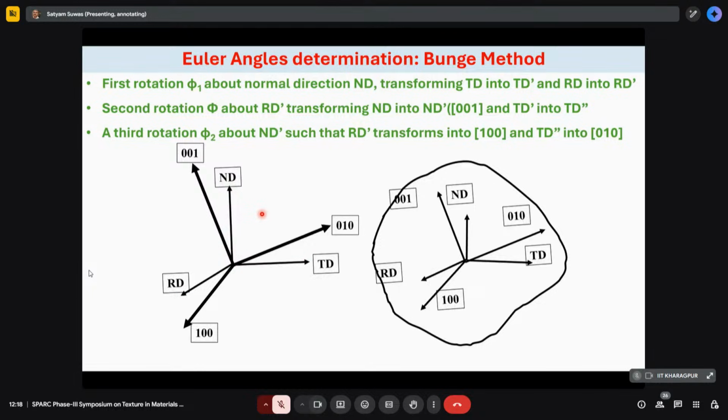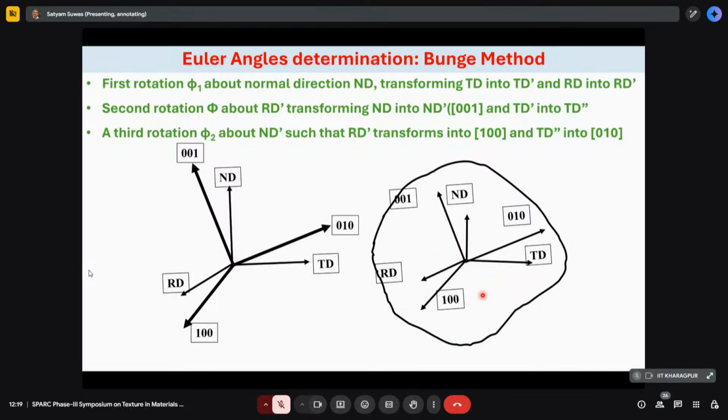So what we do is give a first rotation, as if you are holding three sets of these coordinates in your hand and rotating them. The first rotation you give is phi1 about the normal direction ND, transforming TD into another axis TD prime, right? For example, here exactly the same thing is put, and in this encircled region you will see that there is some rotation taking place.